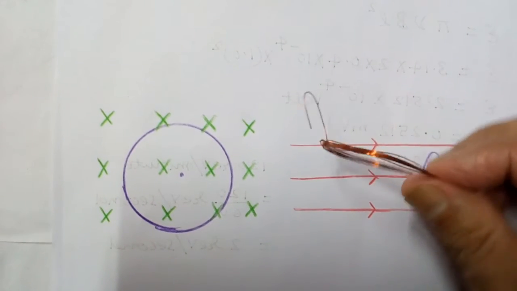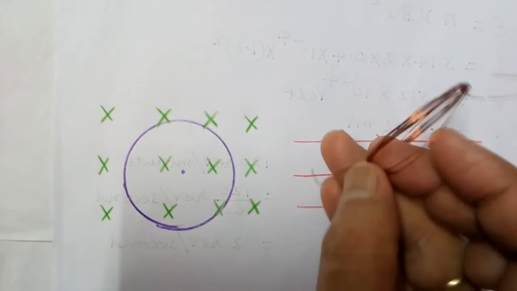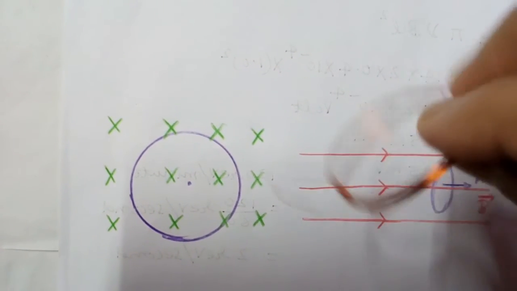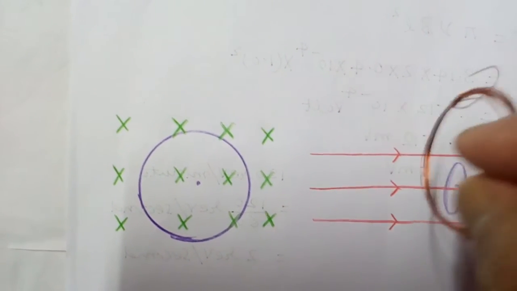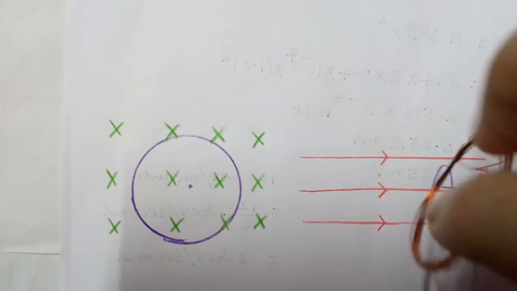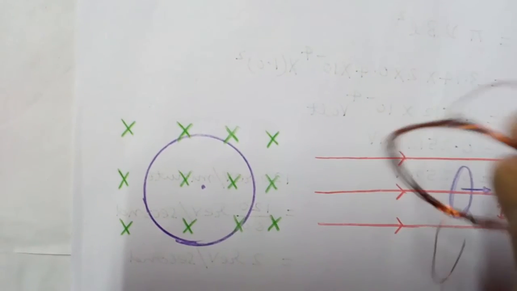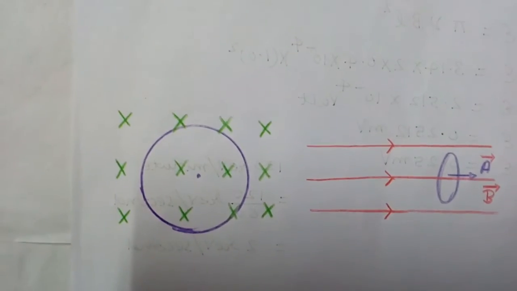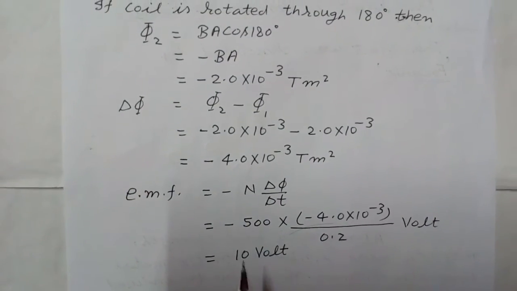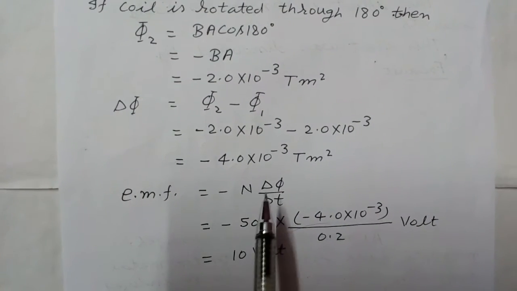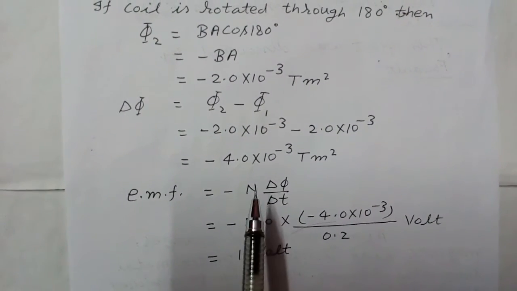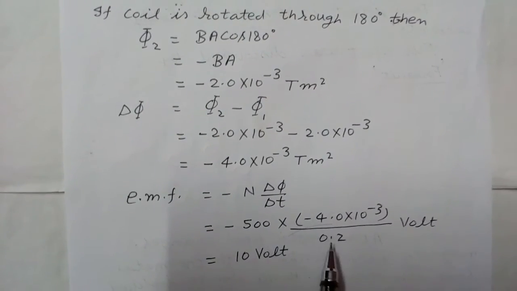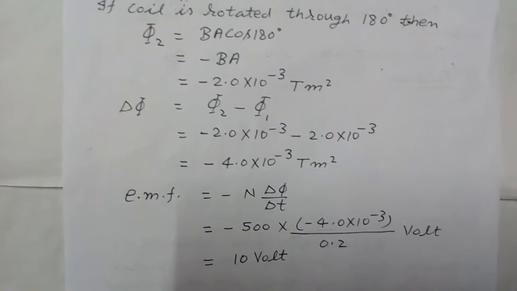So if you keep on rotating this coil like this continuously, then in one half rotation you will get positive EMF, and in the next half rotation you will get negative EMF. Now here this EMF is the average EMF, because we use the formula delta phi upon delta t. This change in flux is averaged over the time interval delta t, which is 0.2 second here.